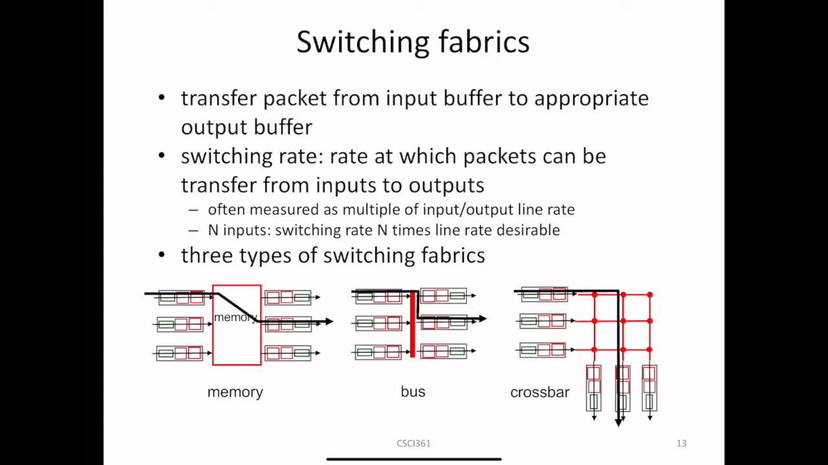Then let's see the switching fabrics. It will transfer the packet from input buffer to the appropriate output buffer. And also the switching rate is the rate at which packets can be transferred from inputs to outputs, that is, how fast they can transfer over the switch fabric. There are three types of switching fabrics. One is memory, the second one is bus, the third one is crossbar. Let's learn them one by one.